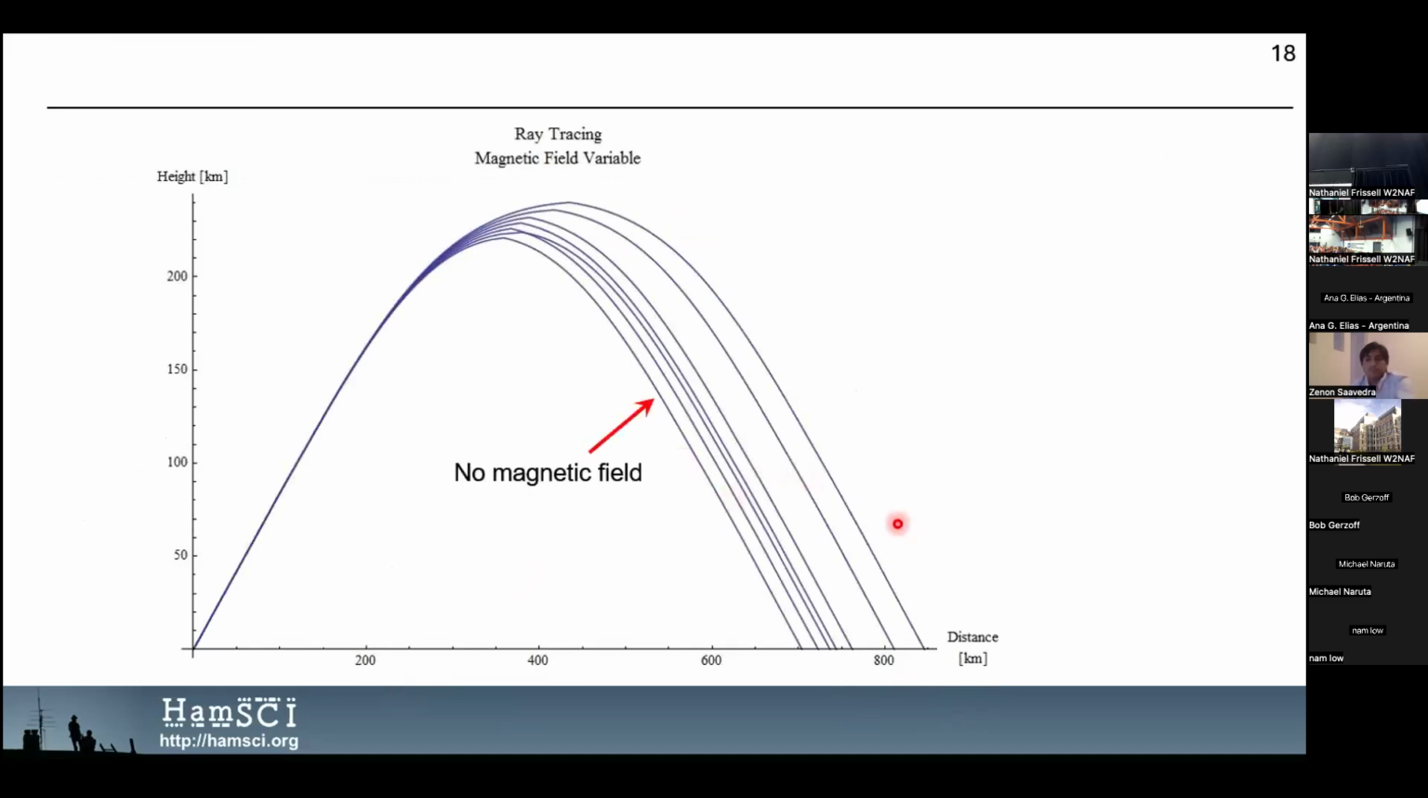And in this part, we observe the variation of the path if we change the value of the Earth's magnetic field. In this case, the first line is when we consider no magnetic field, and after that, the rest of the lines correspond to increasing magnetic field intensity. In this case, we can see that the propagation path depends on the level of the magnetic field.